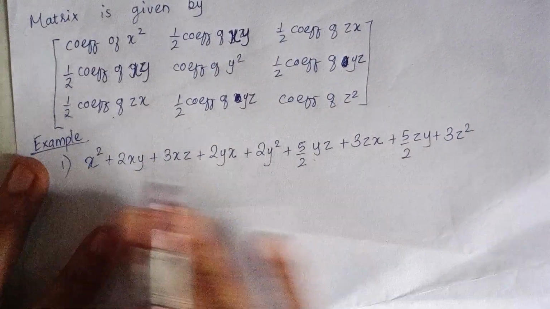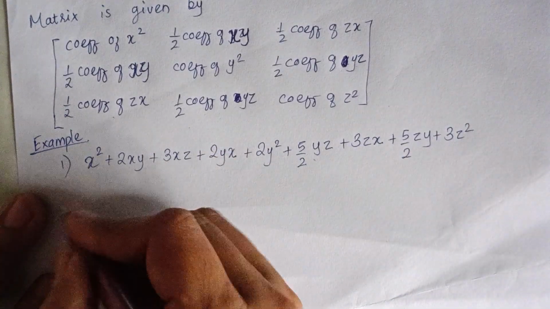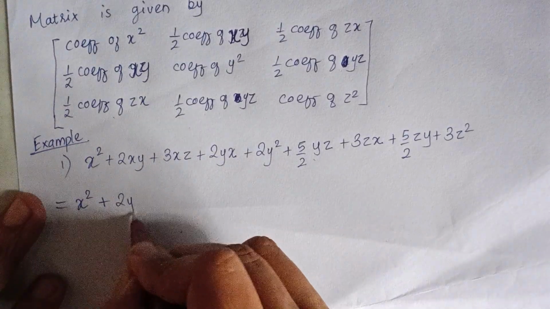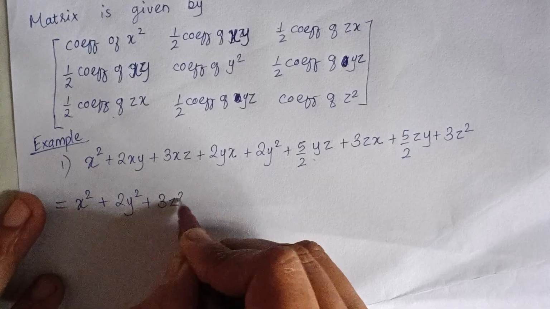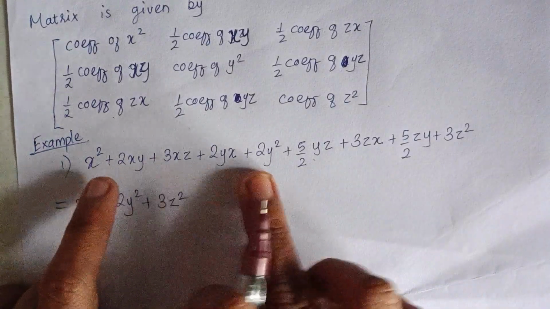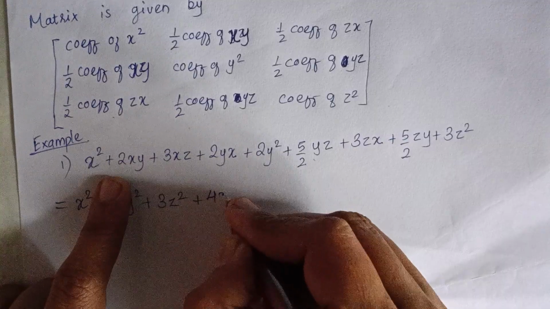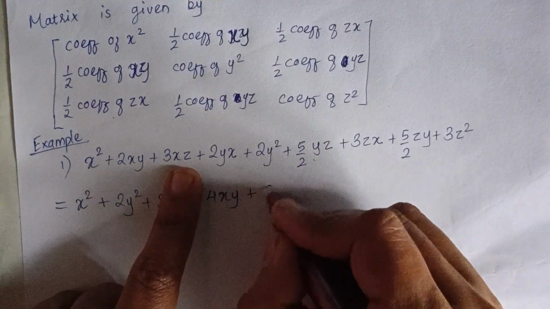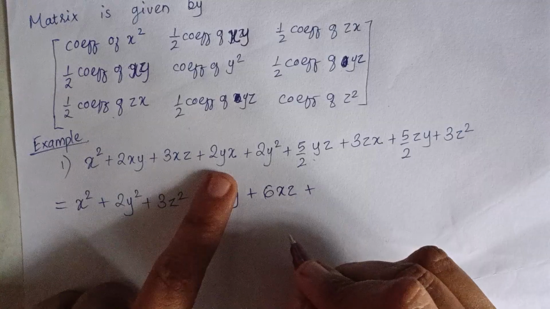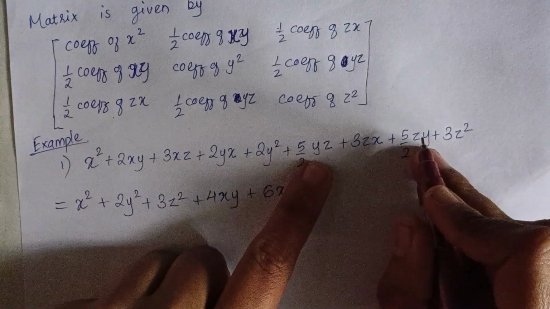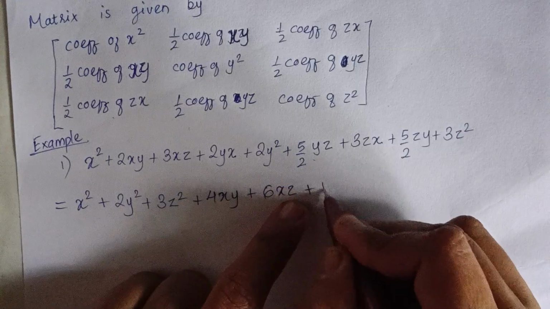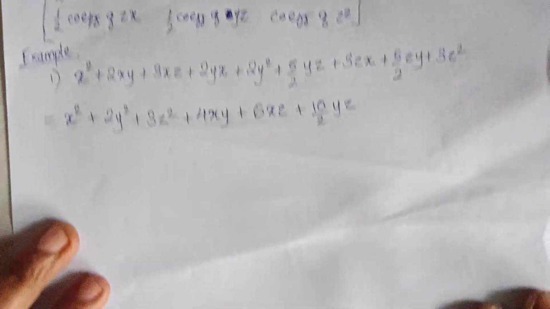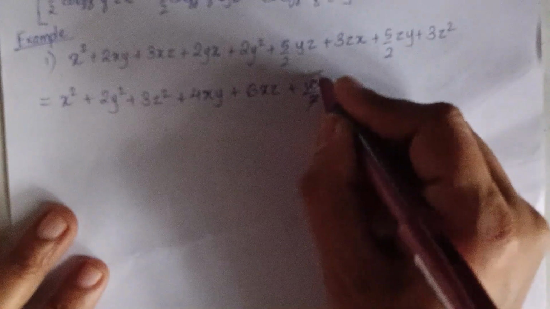So here one example is given. First you rearrange the terms. So x square plus, I'll write, 2y square plus 3z square. Now here, two xy terms are there, so I'll add them, so it will be 4xy. Then xz also two terms are there, so this is 6xz. Then yz also two terms are there, so this is 10 by 2 yz, that is 5yz.